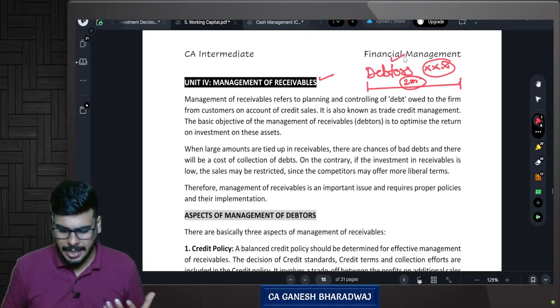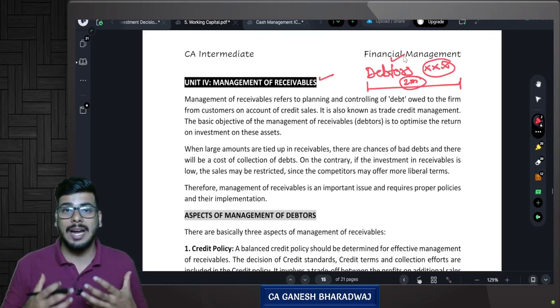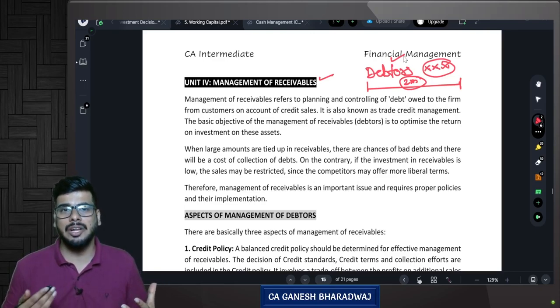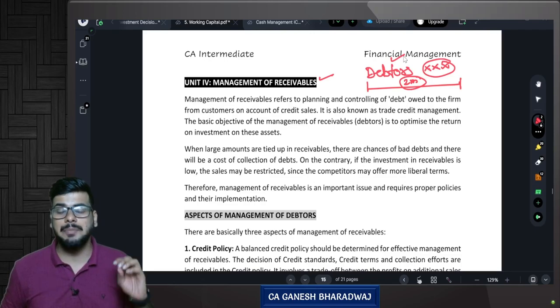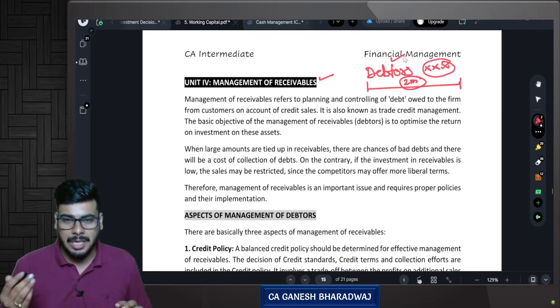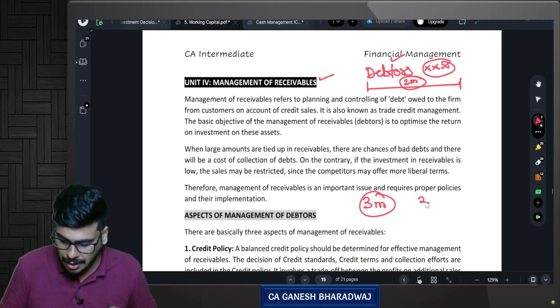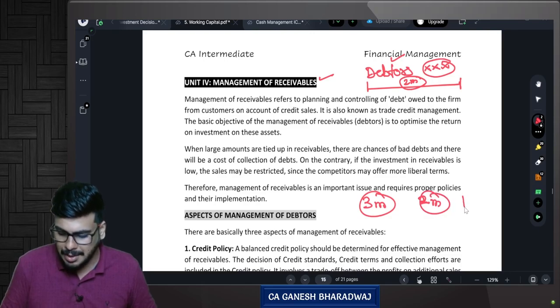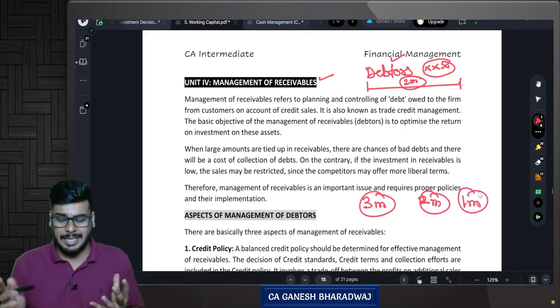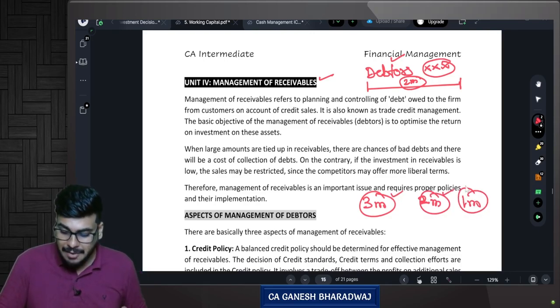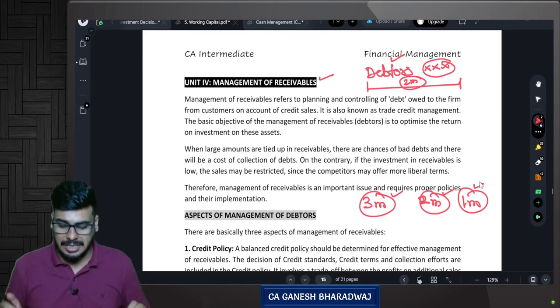So what they can do is they can have a look at their credit terms, and they can be more cautious about it. They can maybe give a credit term of 3 months, or 2 months, or 1 month, as the case may be. So they can evaluate whichever option is the best for them.